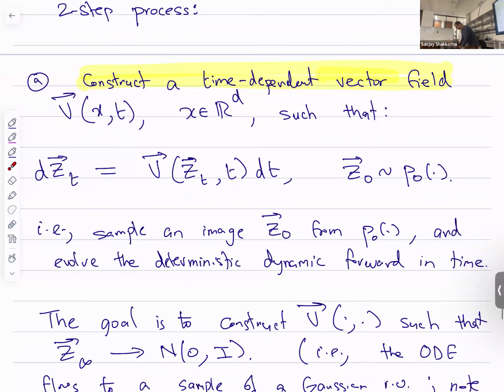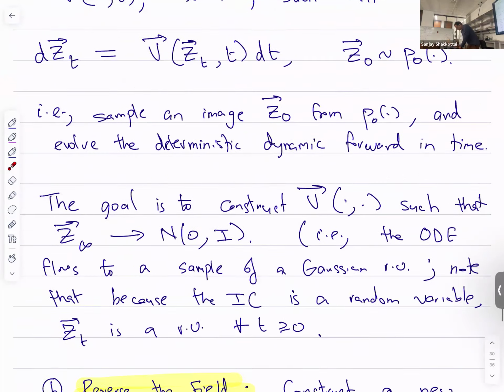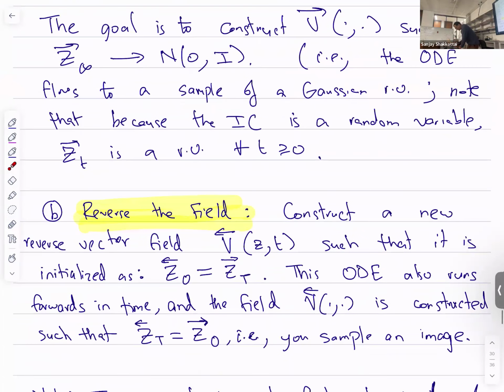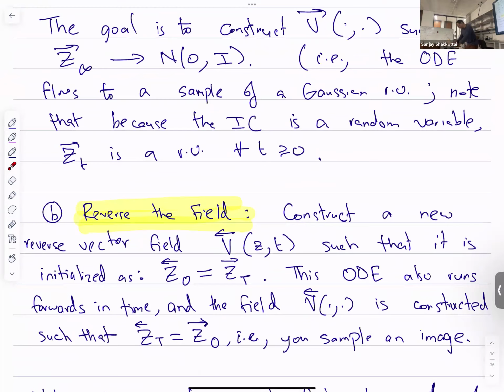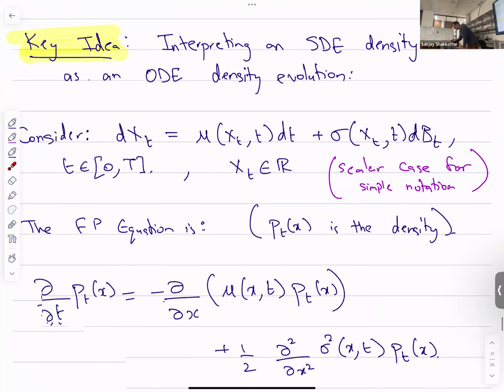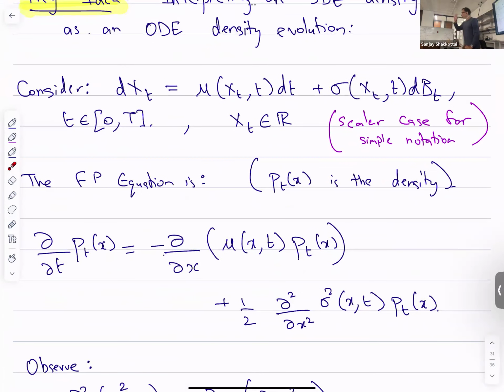Okay. So what is this vector field? Once we do that, I want to reverse this vector field, and I'll come back to the reverse in just a second. But first, I want to show you how you can take an SDE and make an ODE and vice versa. This is, I think, the key for all these things.